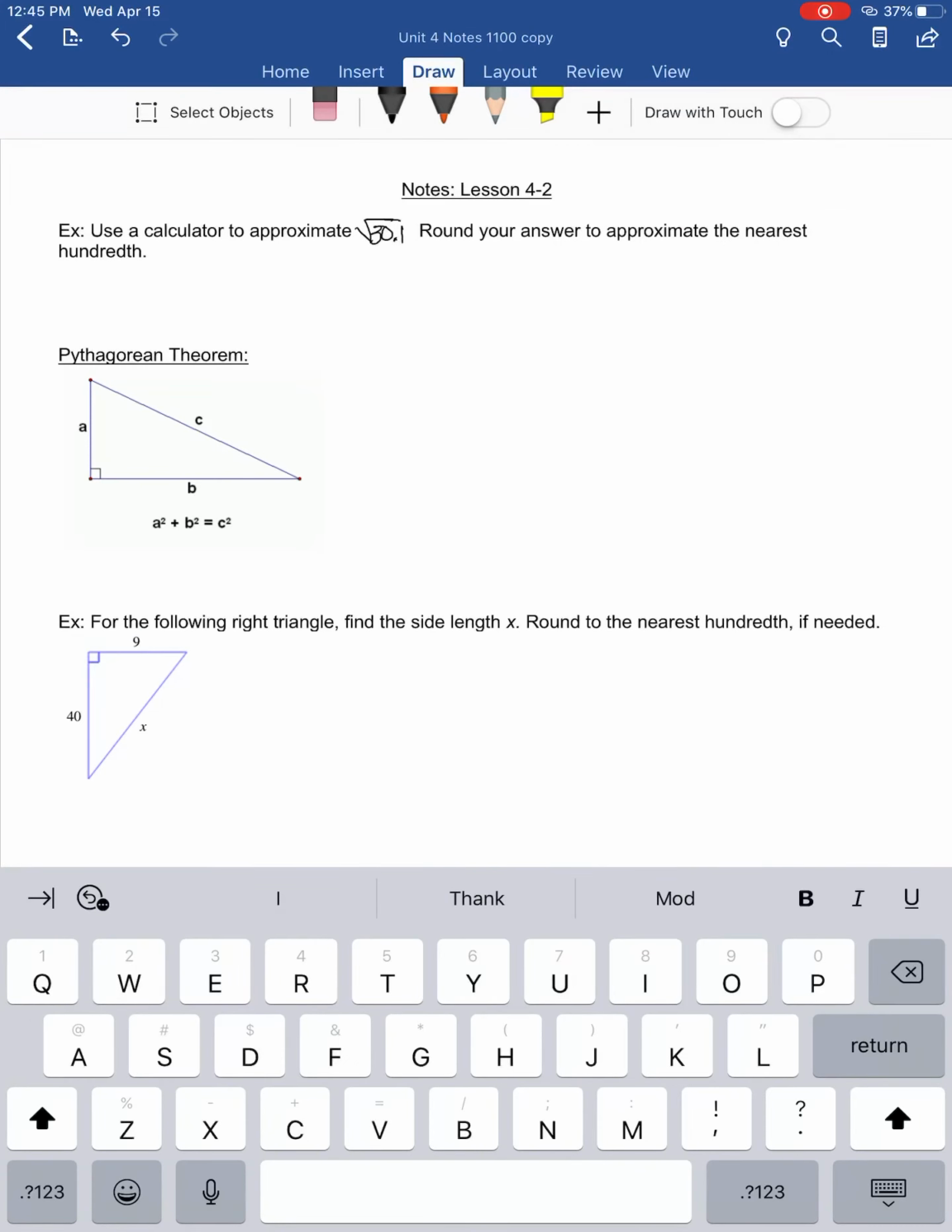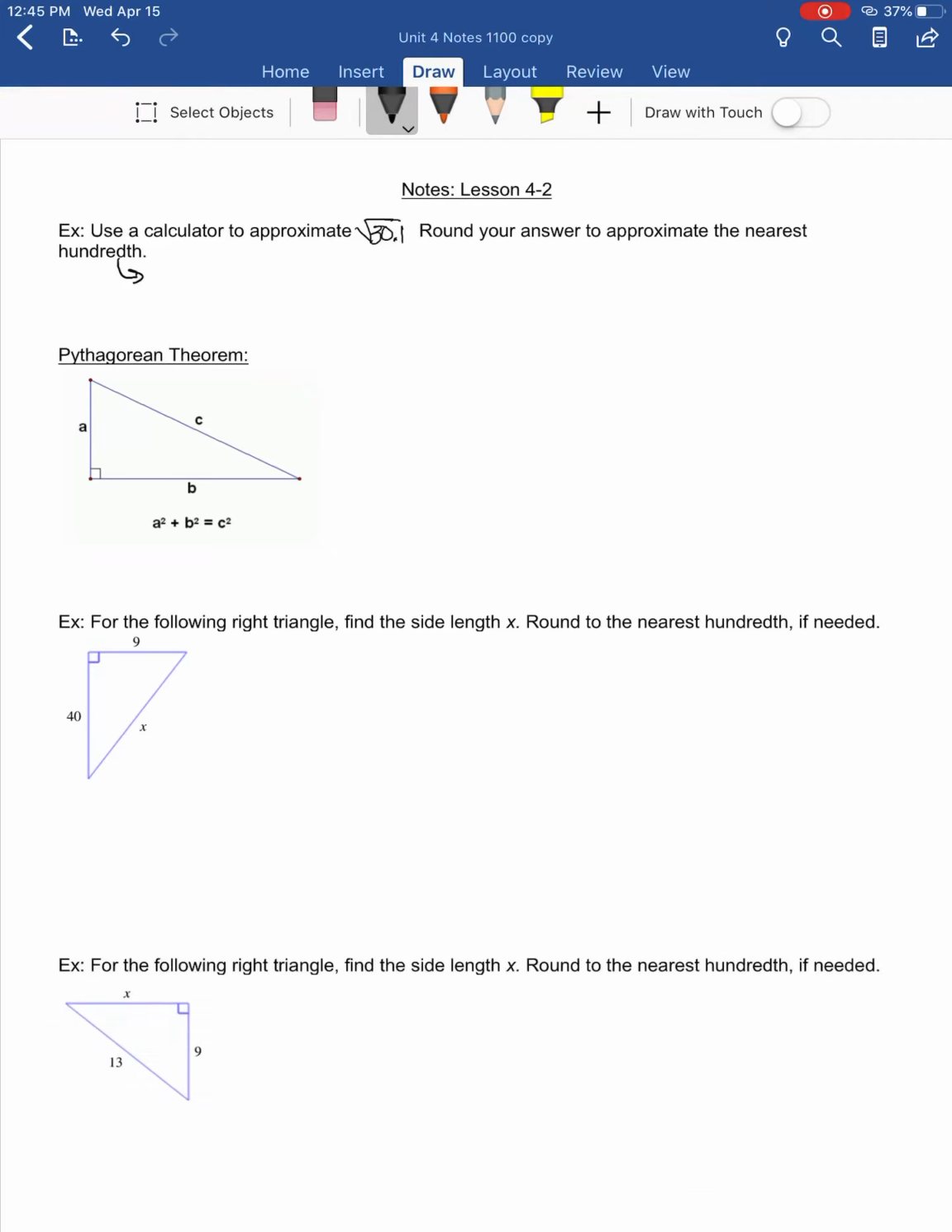All right, so this video is going to go over 4.2 notes. It starts by asking us to use a calculator to approximate the square root of 30.1, rounding our answer to the nearest hundredth. Remember, hundredth means two numbers after the decimal.